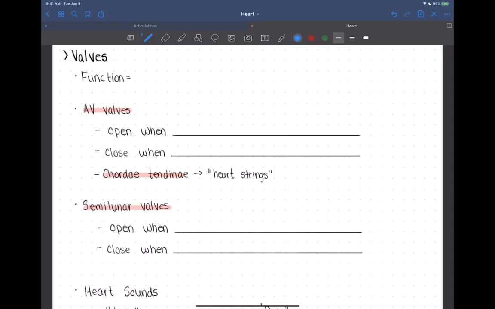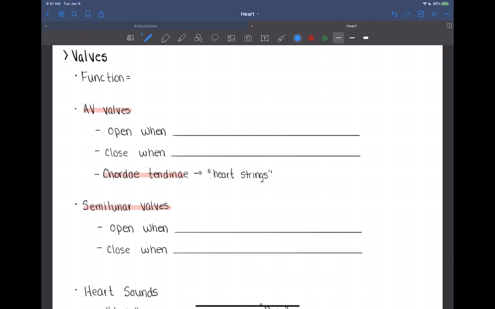Hi everyone, this is part 2 of the heart chapter. So last time we finished up by talking about blood flow through the heart, and so now we're going to talk about valves, their function and their structure and what causes them to open and close. And then we'll move on through the coronary circulation and the conduction system of the heart in this video.